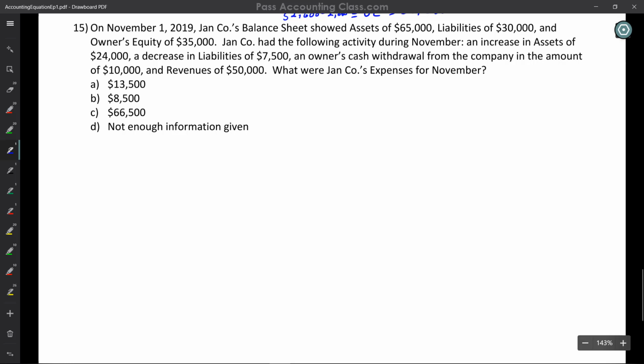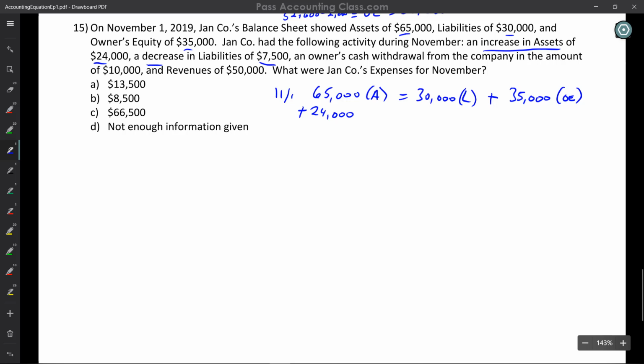So I'm going to start this by writing out the accounting equation for November 1st. So we have November 1st, we have 65,000 in assets equals 30,000 in liabilities plus 35,000 in owner's equity. Next, we're going to look at the activity during November, and we had an increase in assets of $24,000. So we've got $24,000 as an increase. We've got a decrease in liabilities of $7,500.